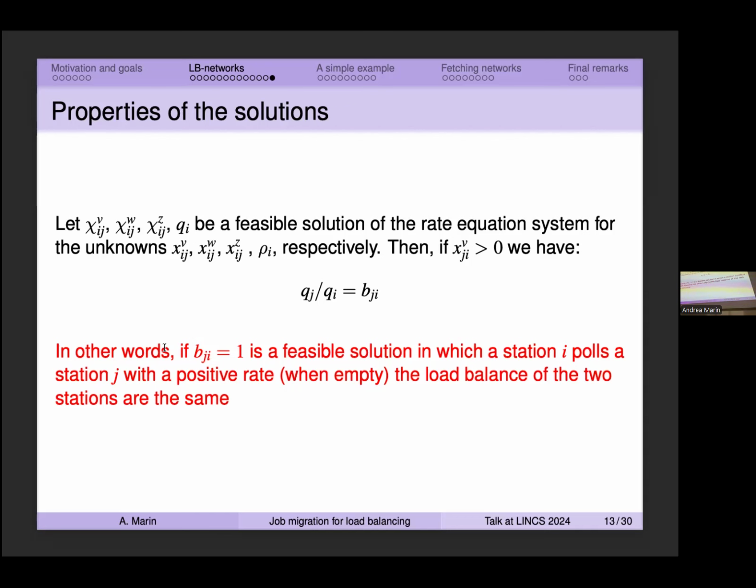Okay? So we think that this is a nice thing, because the mathematical condition that comes up from the product form is actually the same thing that you would like to reach. So it's exactly the rate that you're looking for to pair the two stations with the same load balance.